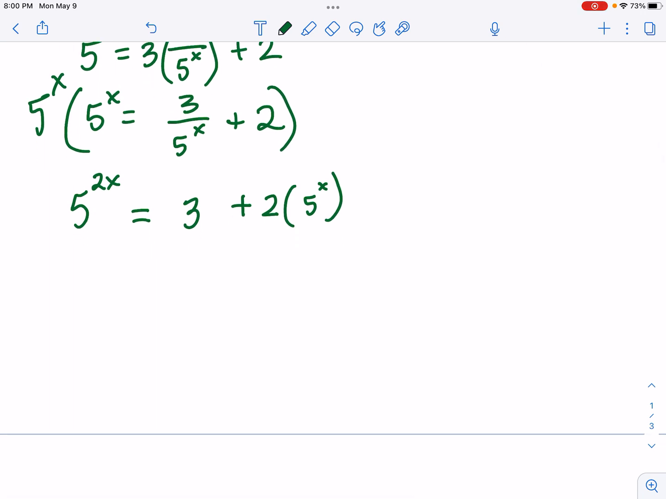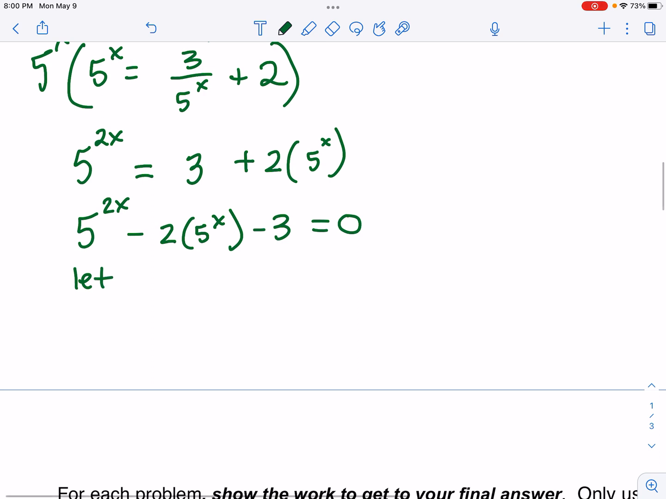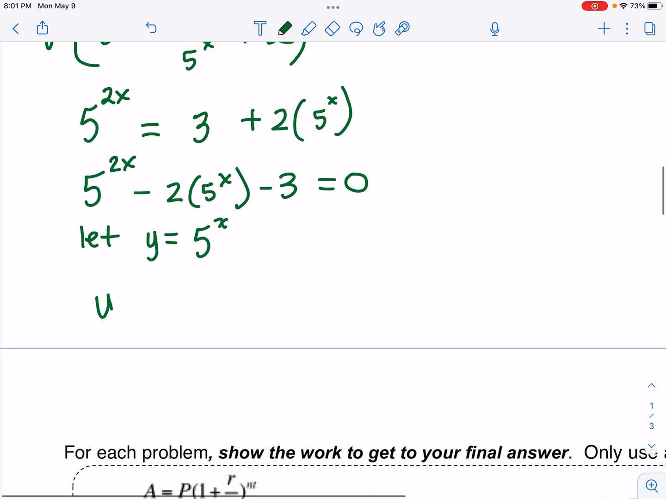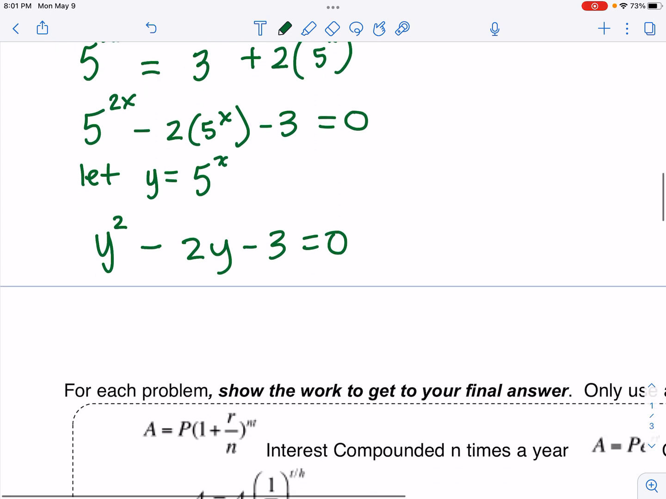Now, if I rearrange it, you may see 5 to the 2x minus 2 times 5 to the x minus 3 equals 0. Do you see the quadratic? If not, do another substitution. Let y or u or a or b or whatever, don't use x, let y equal 5 to the x. So that means now I have y squared minus 2y minus 3 equals 0. Hopefully now you can see this as a quadratic and you can easily factor that.